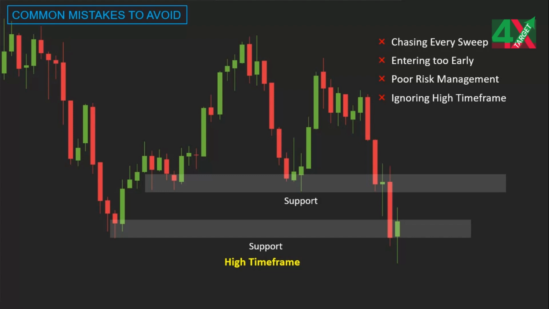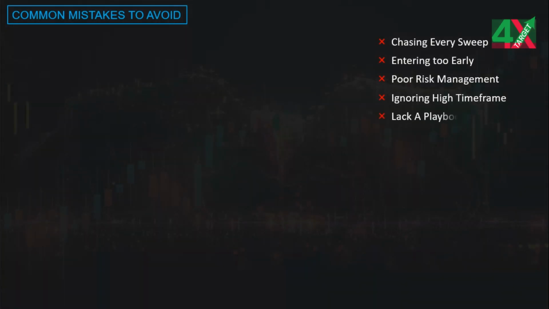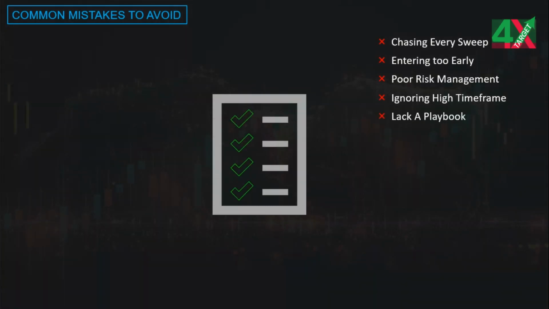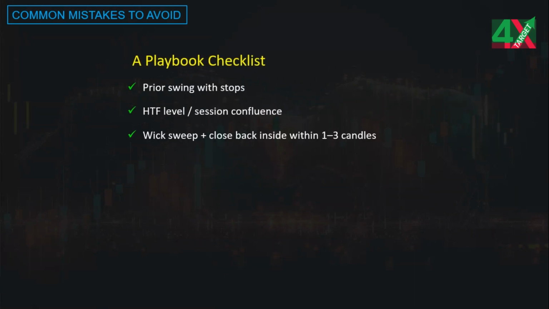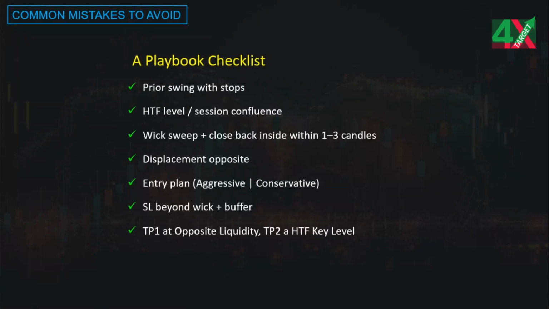Finally, many traders lack a playbook. They take trades randomly without rules. But successful SFP traders keep a defined checklist: entry trigger, risk to reward, higher timeframe alignment, and session timing. That consistency is what separates pros from amateurs. Here's a simple playbook checklist, make sure to save it or take a screenshot. Keeping this by your side will help you stay disciplined and consistent throughout your trading journey.